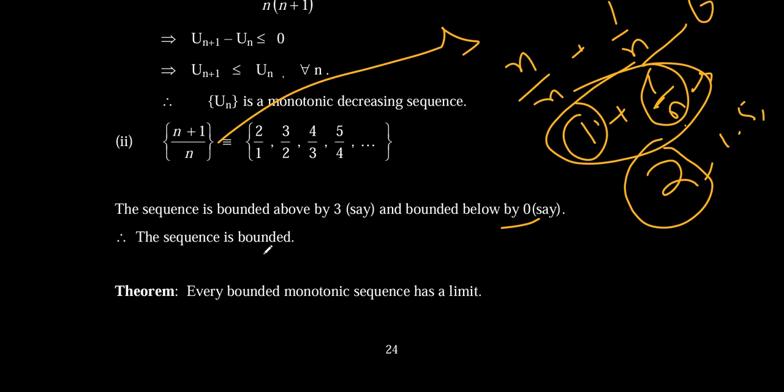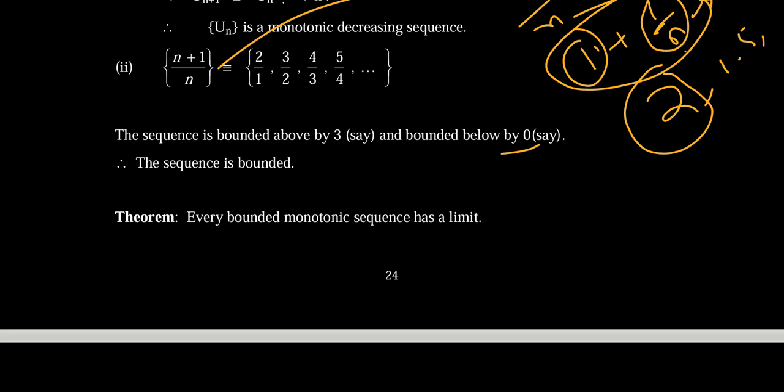Now, there is a theorem, and it states that every bounded monotonic sequence has a limit. Every bounded monotonic sequence has a limit. If it is monotonically increasing, then it has a least upper bound. If it's monotonically decreasing, then it has a greatest lower bound. Something like that. So you can test it. Probably we'll see examples on that, so that we practice with our hands.